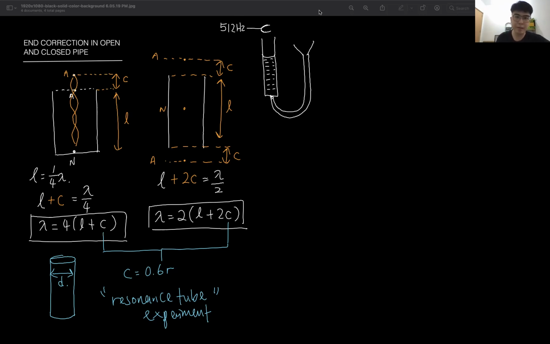What will happen here? Why do we use water? Now, as the tuning fork vibrates, it will create a longitudinal wave, right? That longitudinal wave travels to the water. Water is a lot denser than air, a lot denser. So as the wave hits the water, it gets reflected back.